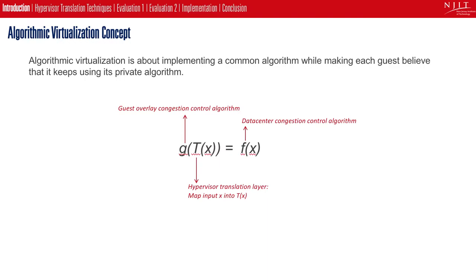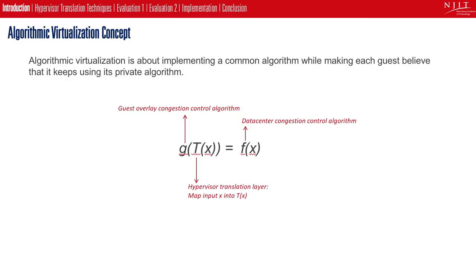Here's another concept, algorithmic virtualization. Algorithmic virtualization is about implementing a common algorithm while making each guest believe that it keeps using its private algorithm. The hypervisor implements a common best-of-breed congestion control algorithm while allowing each guest to keep using its private legacy congestion control algorithm. We can check this formula.